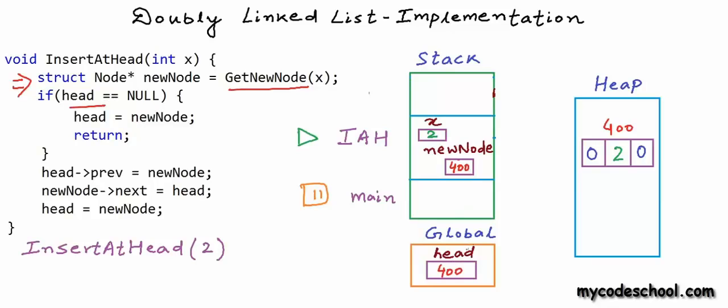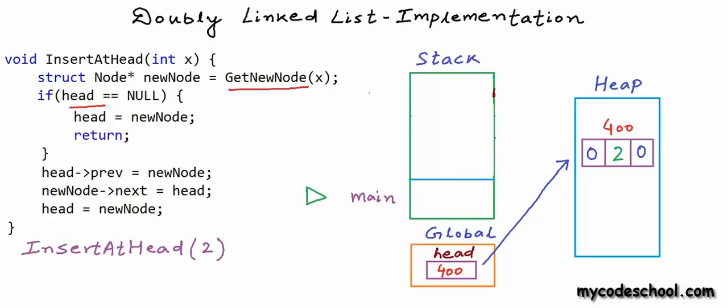Head is a global variable. It's not going to be cleared for the whole lifetime of the application. And now we are returning, so the stack frame of insert at head will be cleared. And this is what we finally have. When we make another call to insert at head, once again fresh stack frames will be allocated. In the execution of functions, appropriate links will be created, so our linked list will be modified accordingly.